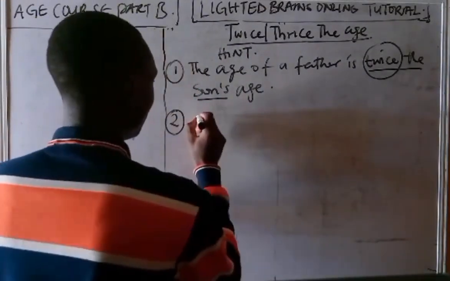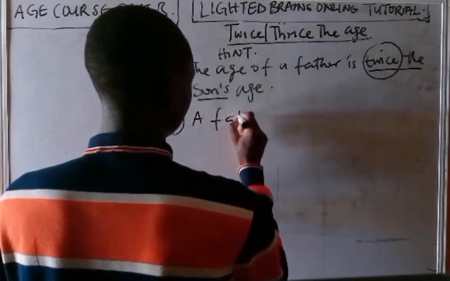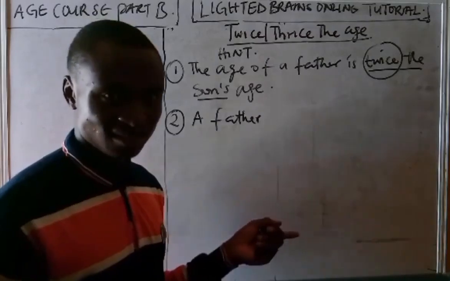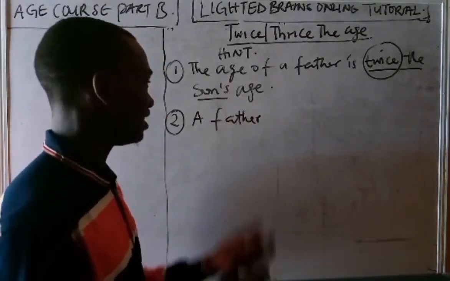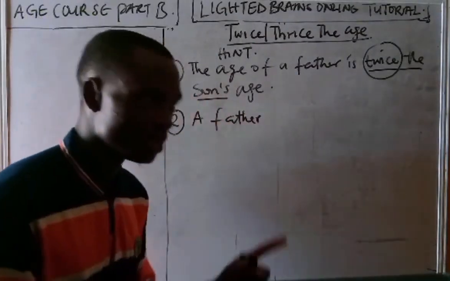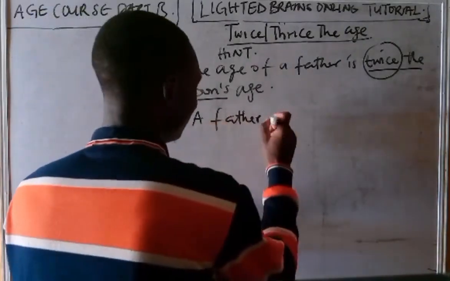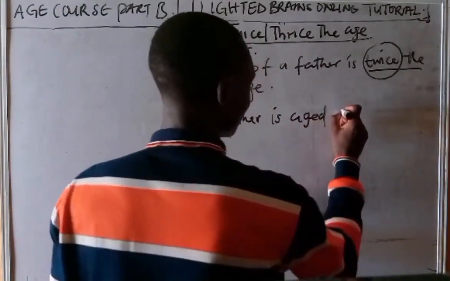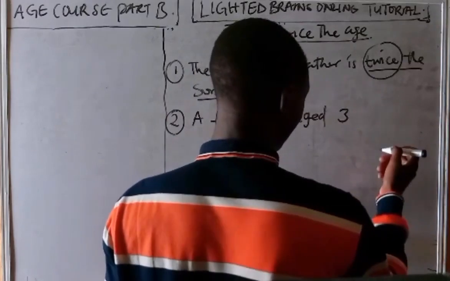Alright. A father. You can use auntie, you can use son, you can use any relation. You can even use alphabet. If a, do you understand now? Just use anything, but I'm using father because father and son's relationship is very clear to us, right? So now a father is aged 3 times more than his son's age.